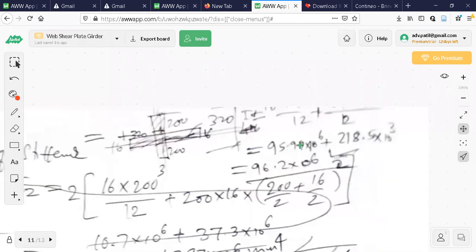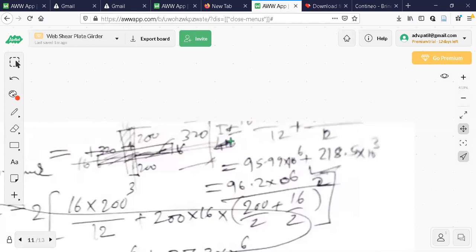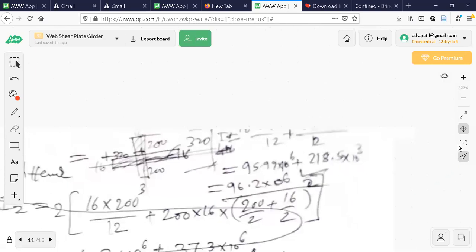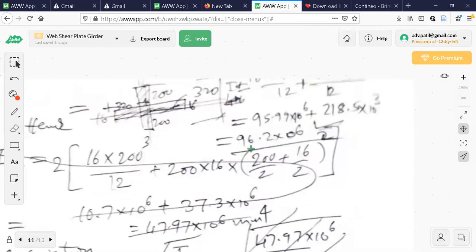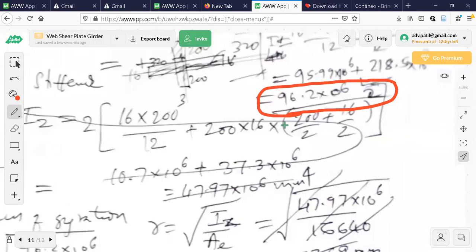I think I could not get this page here. This one is not appearing. I'll just check with the notes. Now observe this one. Finally, the value of moment of inertia is somewhere here. (96.2) into 10 raised to 6 it is. I'll correct it and I'll put it in the WhatsApp group here. So how I got this moment of inertia, I will explain.